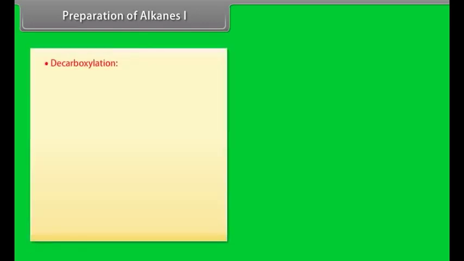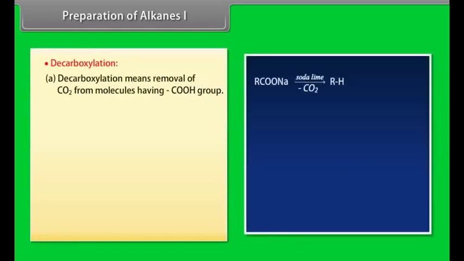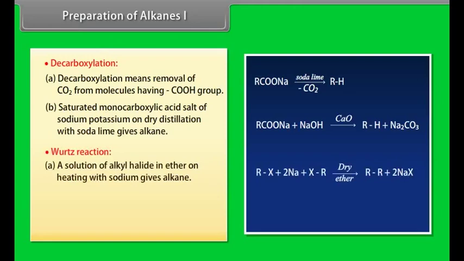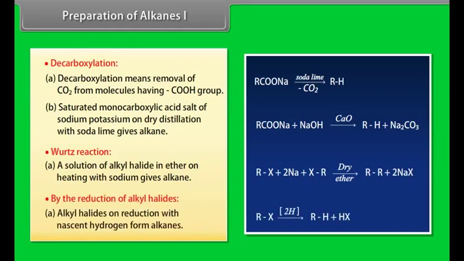Preparation of alkanes, part 1. Decarboxylation. Decarboxylation means removal of CO2 from molecules having a COOH group. Saturated monocarboxylic acid, salt of sodium or potassium, on dry distillation with soda lime gives alkane. Wurtz reaction: a solution of alkyl halide in ether on heating with sodium gives alkane. By reduction of alkyl halides: alkyl halides on reduction with nascent hydrogen form alkanes.